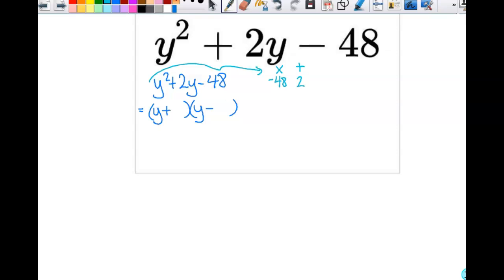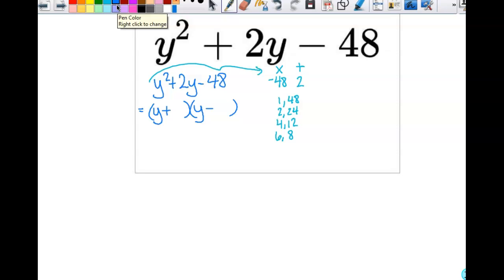So my factors of 48, I got 1 and 48, I got 2 and 24, I got 4 and 12, I got 6 and 8. I think that's about it. But I know already that the signs have to be opposite. So basically they're going to have to subtract to give me a positive 2. So what are my numbers? 6 and 8.